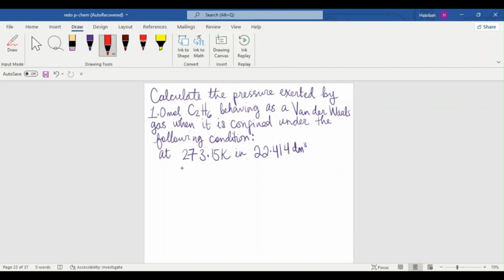We are asked to find the pressure. Now, the first thing you do is write out all the parameters you were given. You were given the number of moles, which is 1.0 mole. We were given the temperature to be 273.15 Kelvin. You were given the volume to simply be 22.414 dm cubed. Of course, the identity of the gas is C2H6, so it's ethane.